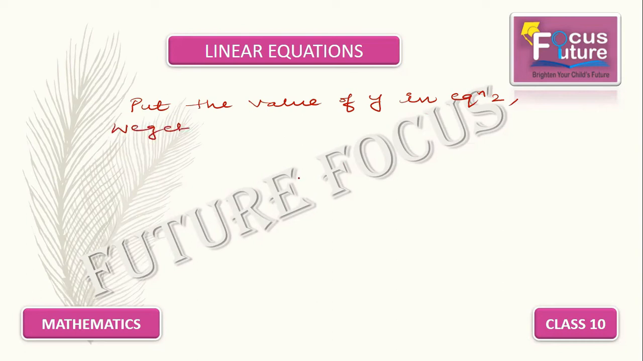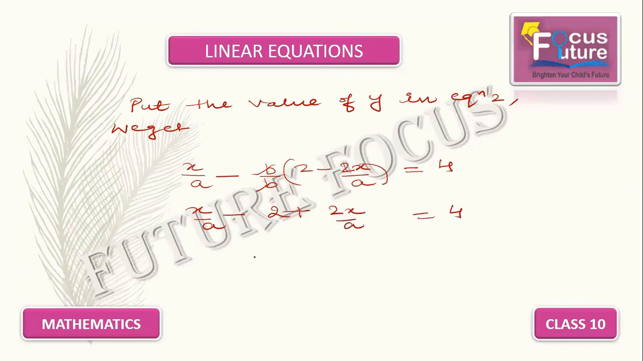We get x upon a minus 1 upon b, which is already there. Put the value of y, and b is multiplying with our x value. So this would be 2 into 2x upon a, that would be 4. X upon a, b and b would cancel, minus 2. Take minus inside, plus 2x upon a, that is equal to 4.